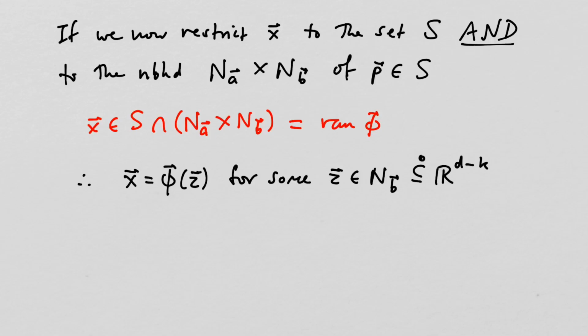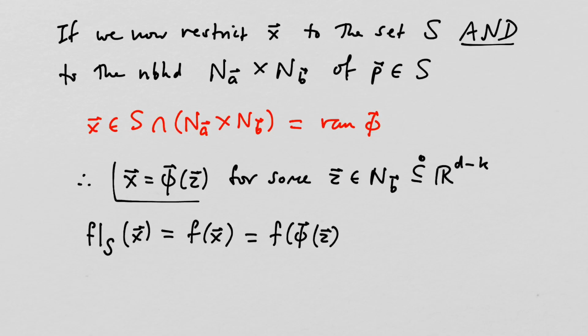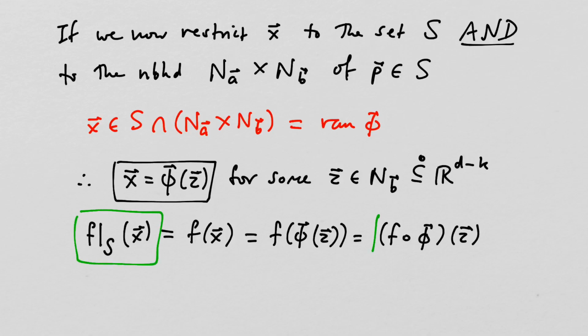Okay? But then what about f restricted to S at the point x? Well, that's the same as f of x, obviously. Remember that x is in the set S, so these two agree. And then x itself is phi of z, as we just said right here. So you see that now we can bring the chain rule into play, because we've written the quantity of interest as the value of a composition at a certain point.